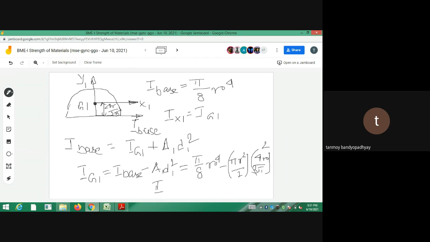You know the value of R. See the notes that I shared yesterday. You can do the calculation by yourself and get the value of IG1. It's a big value, so I'm just writing it in short.